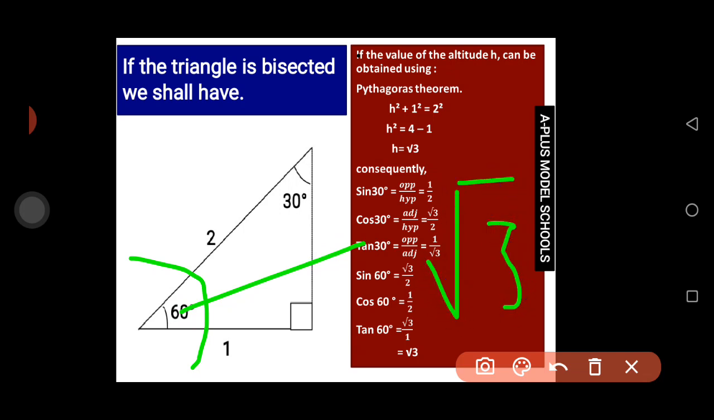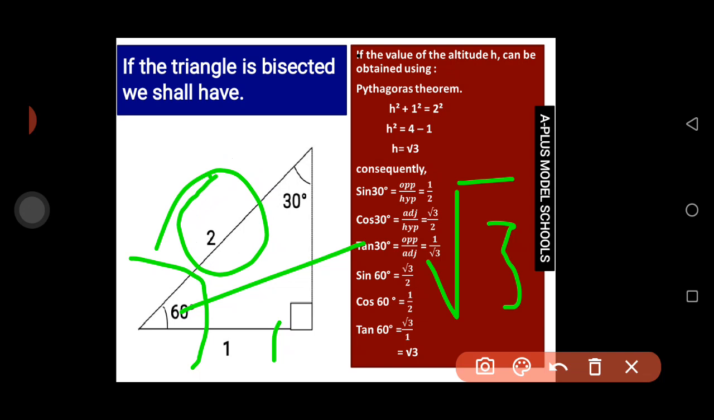Then this will be my adjacent, which is 1, and this will still be my hypotenuse. So if I want to take tan 60 now, that will be opposite, which is root 3, over adjacent, which is 1, which is still the same thing as root 3.